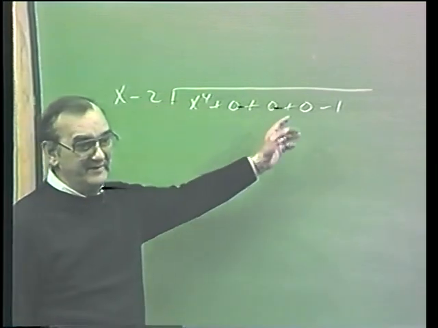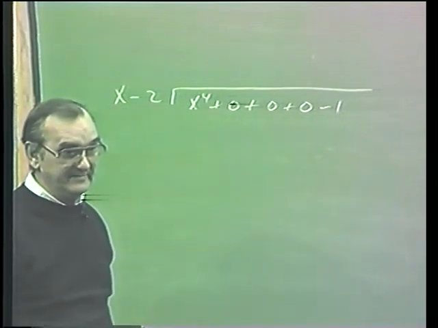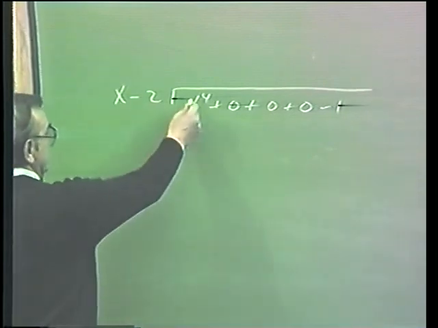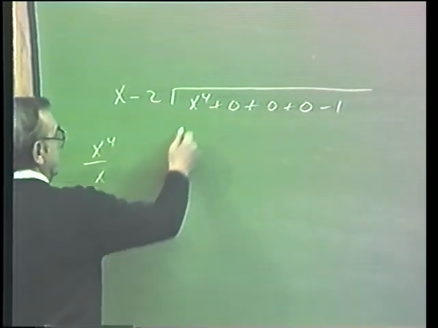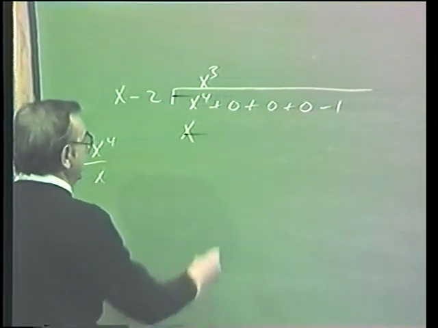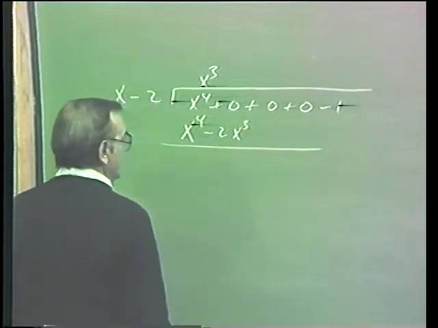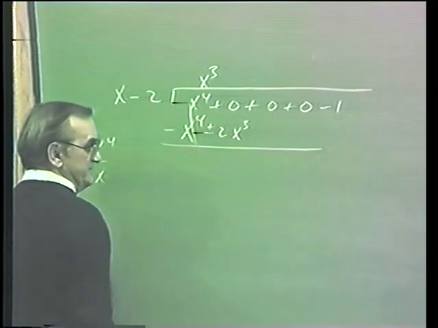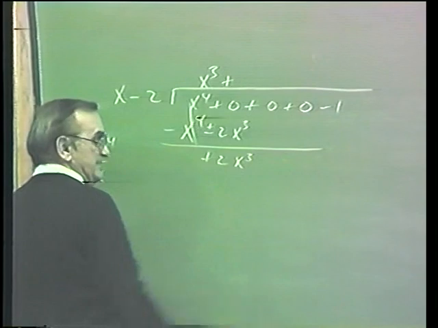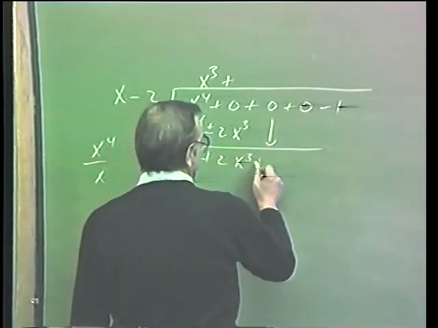The only thing that is going to be different is that our answer is going to be the same, but our remainder is going to be different than yesterday because the last term is different. That's the only reason. We take x to the 4th divided by x. That gives us x to the 3rd. We multiply each term over there by x to the 3rd. We get x to the 4th minus 2x to the 3rd. We subtract. Change the signs. First term goes out. We have a positive 2x to the 3rd. Positive sign goes up into our quotient. We bring down the next term, which is 0.